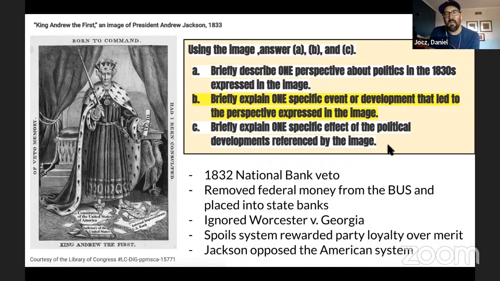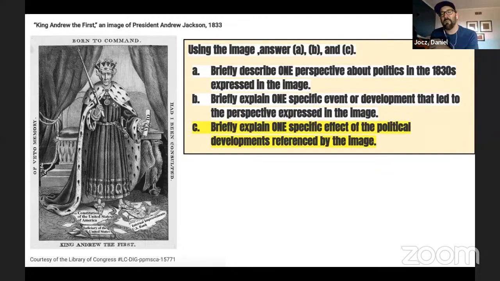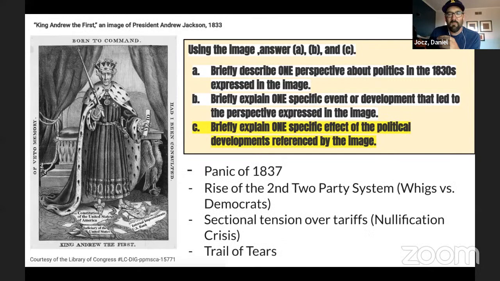Part C, explain one specific effect of the political developments shown by the image. So this one is asking you, what effect did this kind of thought or feeling about Jackson have? And you can talk about any of these things. The effect of what he did, or the view of Andrew Jackson as more of a tyrant. So the fact that he shut down the Bank of the US and took the money out led to the Panic of 1837.